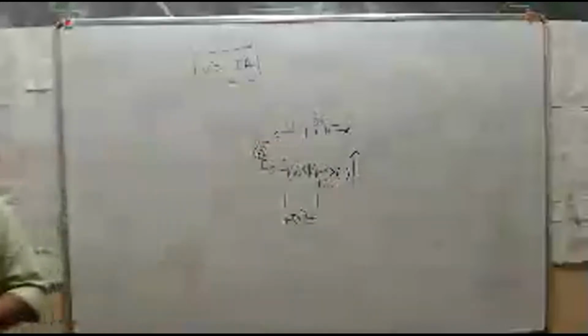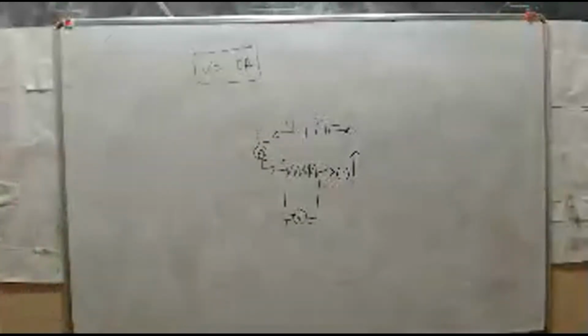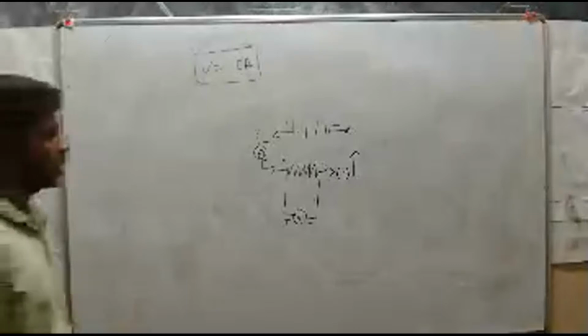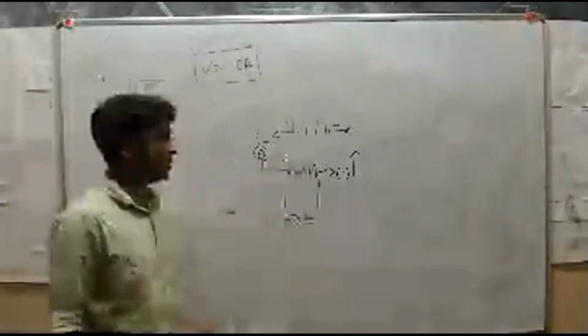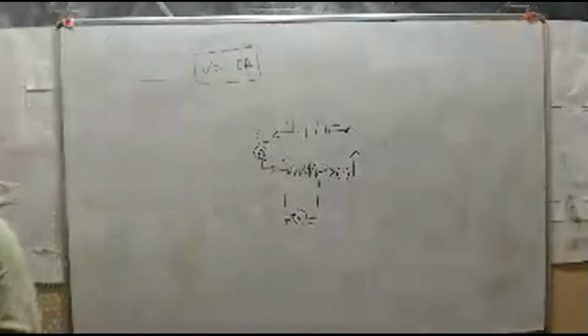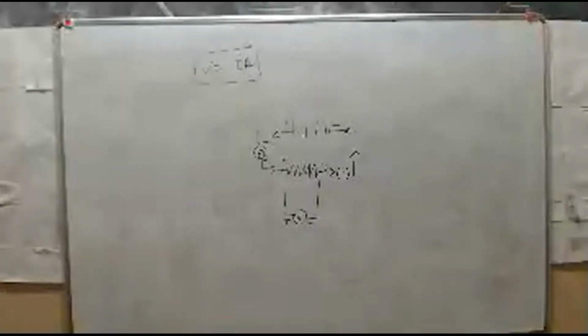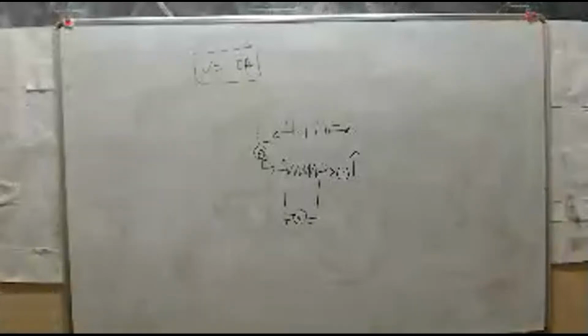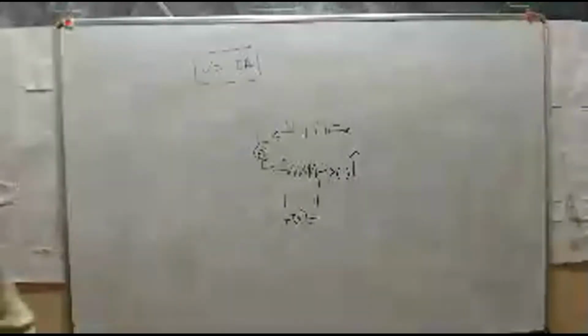So what is the statement of Ohm's law? The potential difference V across the ends of a given metallic wire in an electric circuit is directly proportional to the current flowing through it, provided its temperature remains constant. Now we'll discuss one small problem related to V equal to IR.